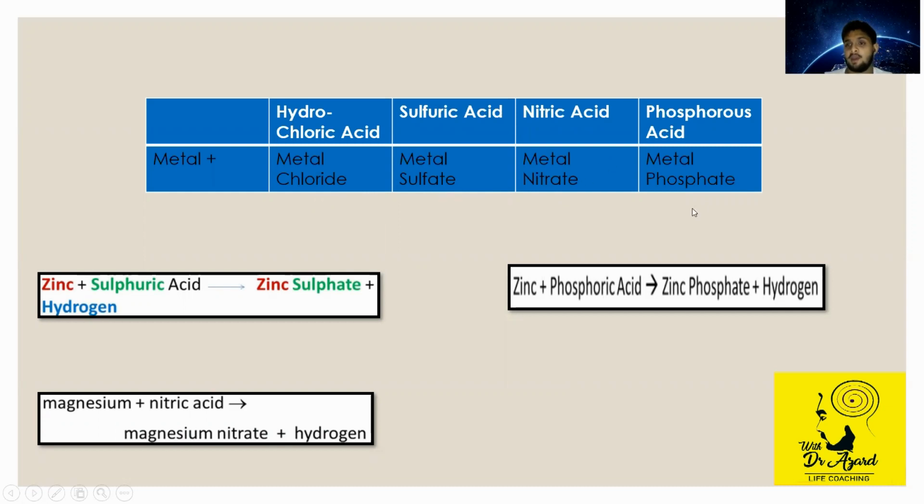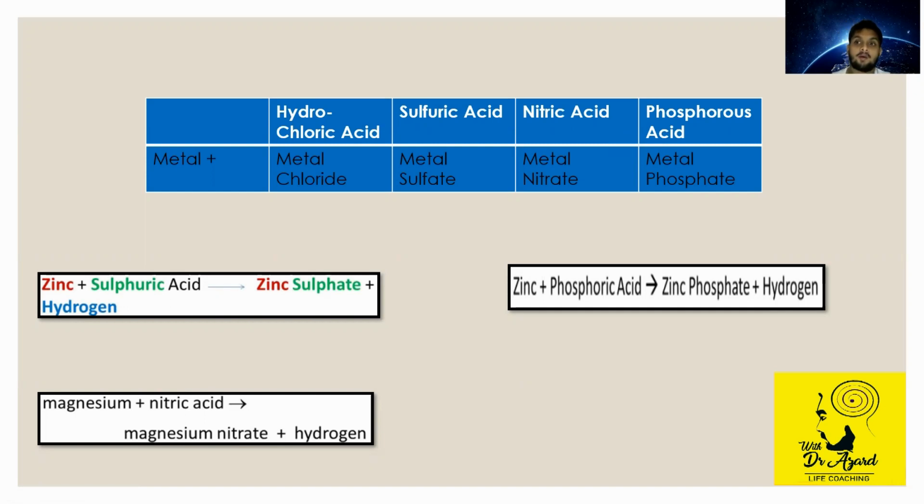So with what do they associate? We'll talk about it now. When a metal reacts, now these are acids: hydrochloric acid, sulfuric acid, nitric acid, phosphorus acid. All these acids are very strong acids, especially sulfuric acid, which is the strongest out of all these four, but all four are very strong acids. So metals, when they react with these acids, form a product.